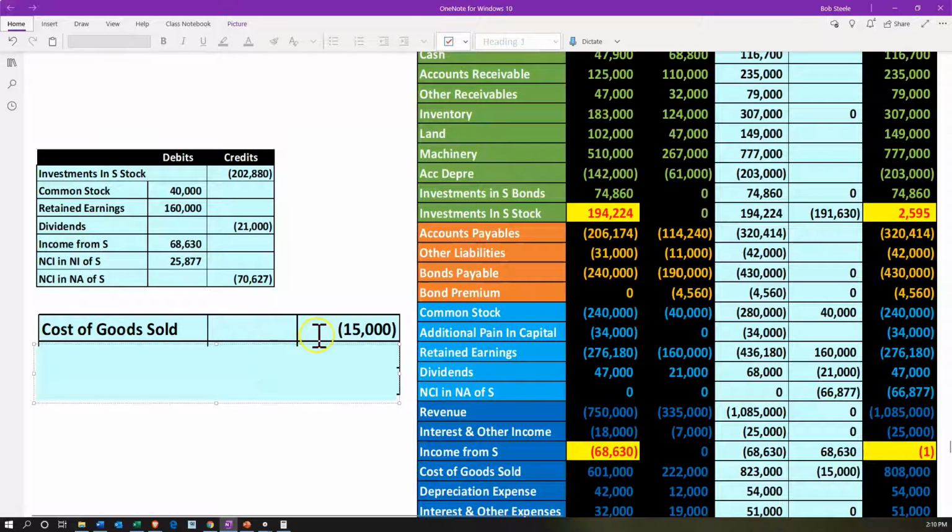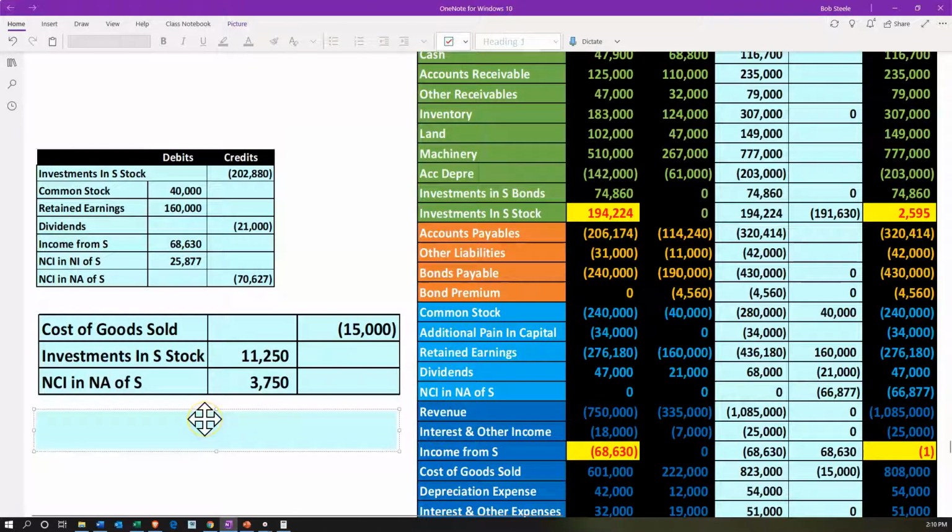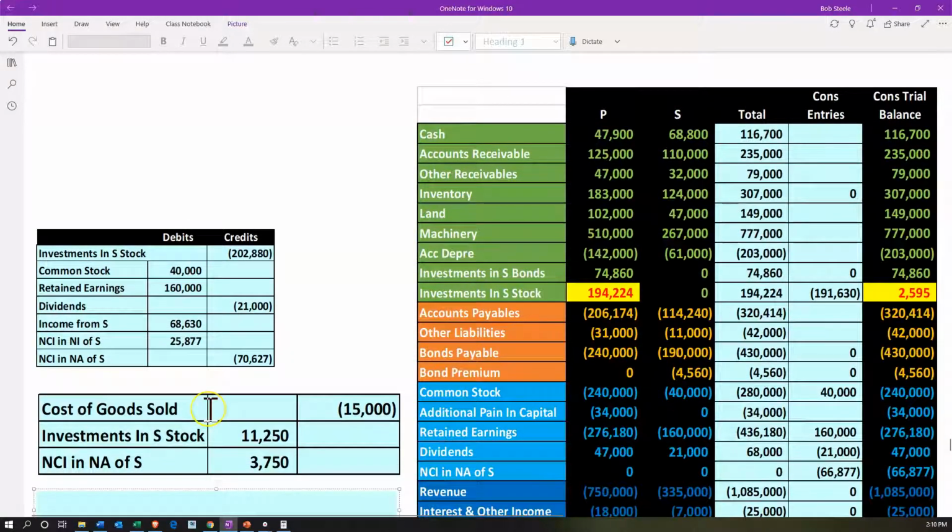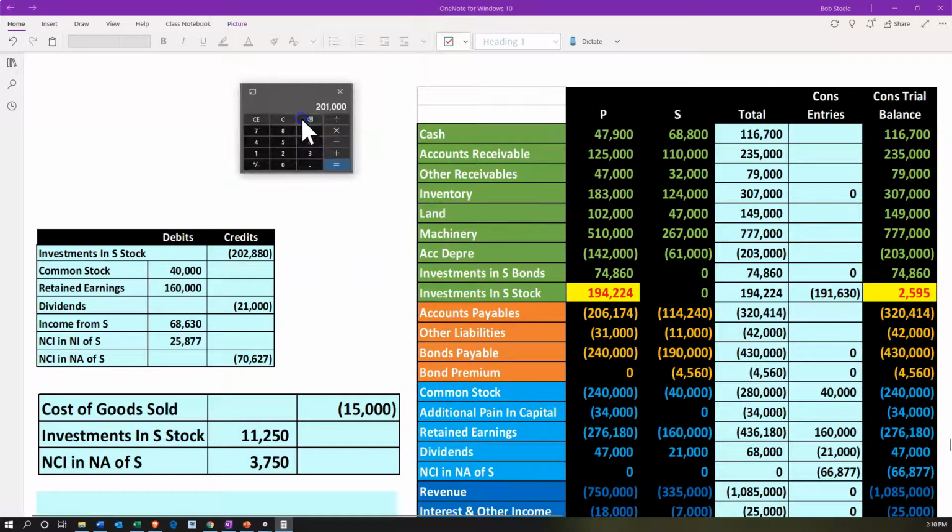So we're going to credit that 15,000, and then we have the investment in stock and the non-controlling interest, which are controlling and non-controlling interest balance sheet type of accounts that we're going to be allocating this to in accordance with the profit sharing, that being 75 and 25. So if we take that 15,000 times 0.75, we've got the 11,250, the 11,250 going to the investment in stock. So that's going to be included here.